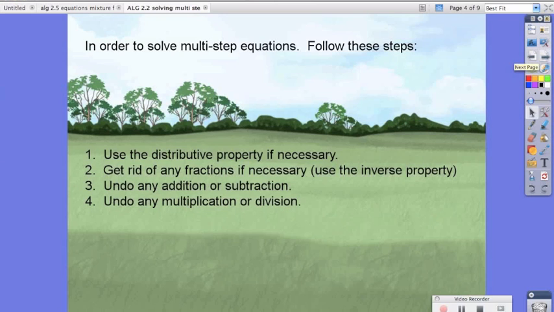So, to help us out, I rewrote and reorganized this algorithm that if you follow these steps, it'll help you in solving multi-step equations. The first step is to use the distributive property if necessary. Number 2 is to get rid of any fractions if necessary, number 3 is to combine like terms, undo any addition or subtraction, and then number 4 is to undo any multiplication or division.